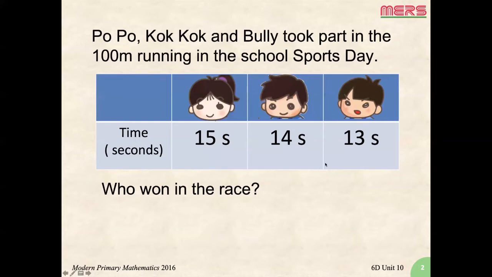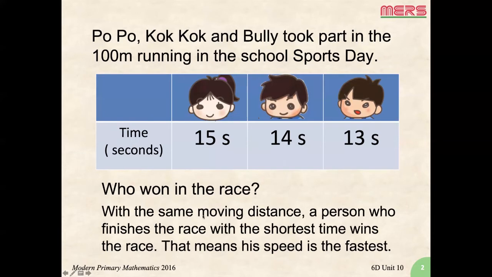After checking and comparing their results, very good, yes, you're correct. Obviously, with the same moving distance, that means 100 meters, all three of them ran the same 100-meter race. A person who finished the race with the shortest time wins the race. So Bully was the winner because he needed just 13 seconds to finish the 100 meters. That means his speed is the fastest.